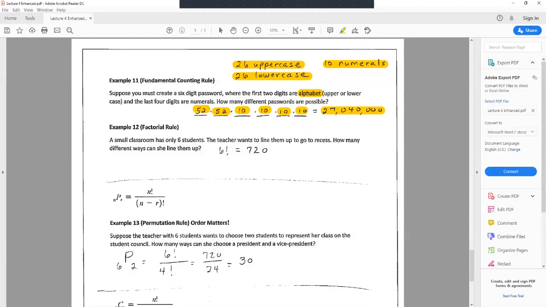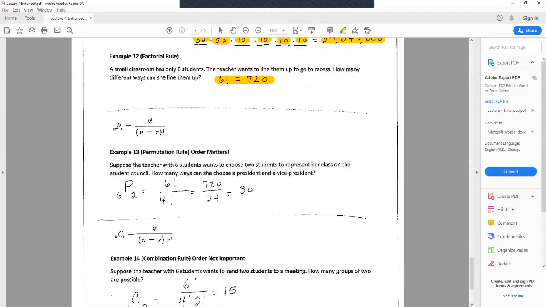Example 12 is the factorial rule. A small classroom has only 6 students. The teacher wants to line them up to go to recess. How many different ways can she line them up? Well, that's going to be 6 factorial, which is 720. So she could actually line these students up 720 different ways.